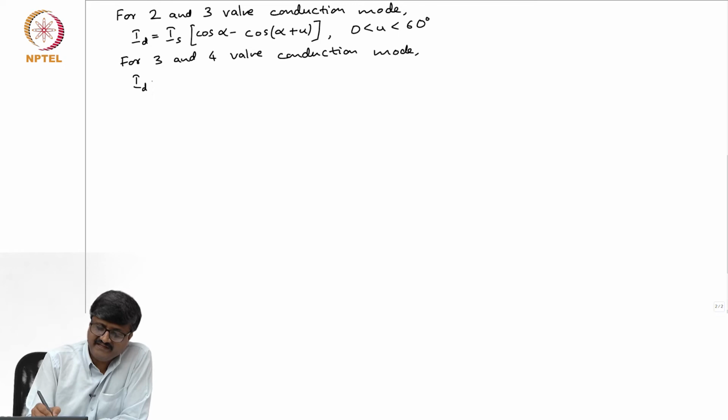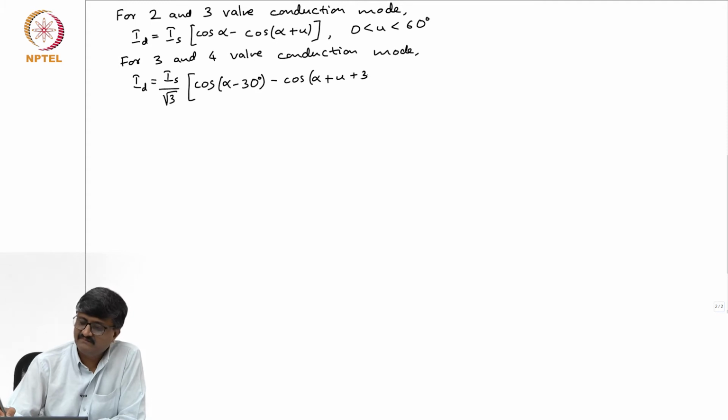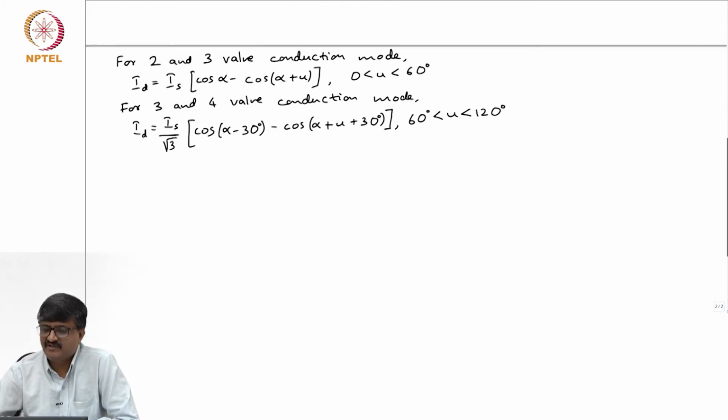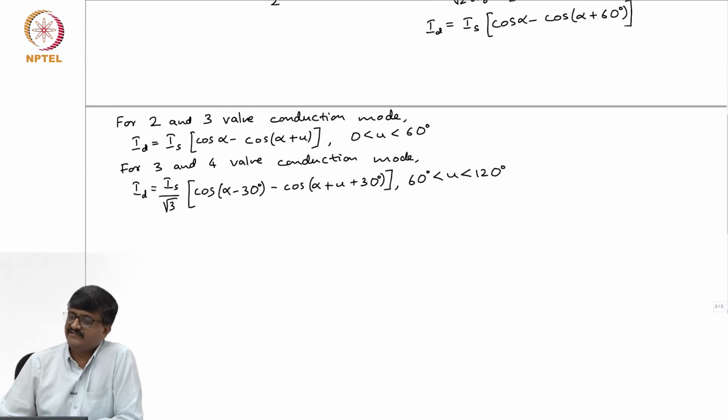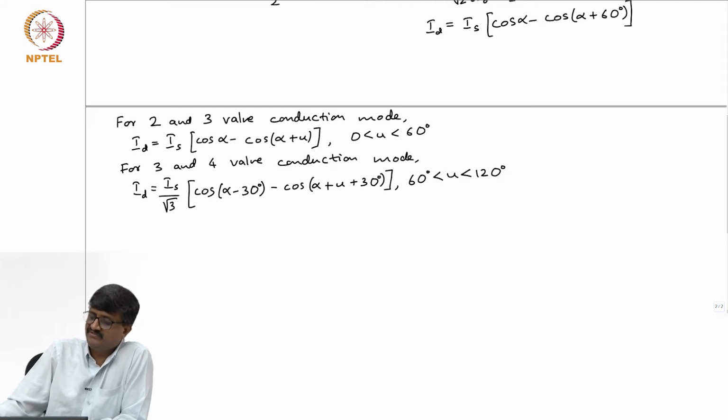So the equation is ID is equal to IS by root 3 into cos alpha minus 30 degrees minus cos alpha plus u plus 30 degrees. This is applicable for u greater than 60 degrees and less than 120 degrees. The equation that we obtained just now, ID equal to IS cos alpha minus cos alpha plus 60 degrees for the 3 valve conduction mode, is for u equal to 60 degrees.